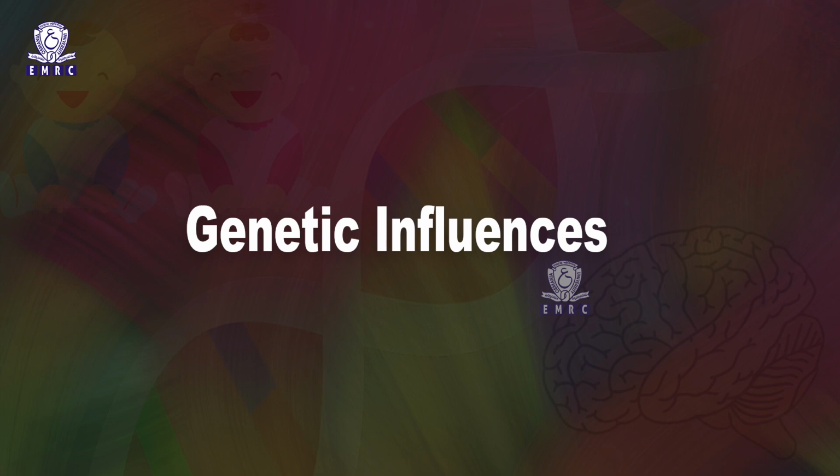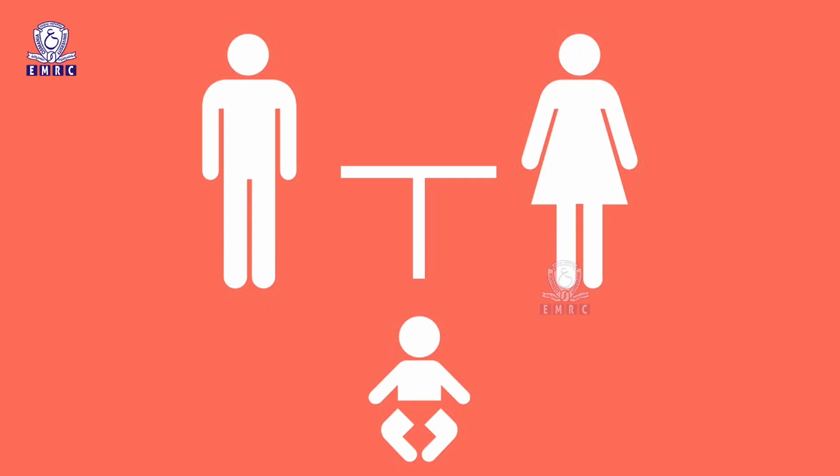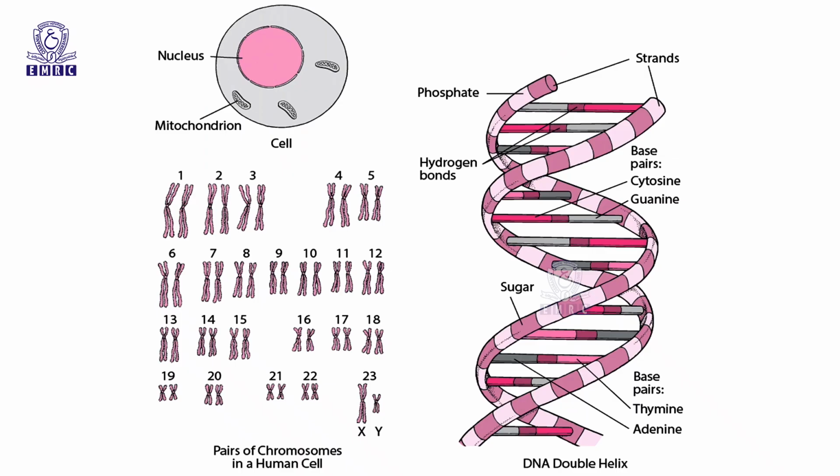Genetic influences. So, how exactly do the genetic instructions passed down from both parents influence how a child develops and the traits they will have? In order to fully understand this, it is important to first distinguish between a child's genetic inheritance and the actual expression of those genes. All living things consist of cells.